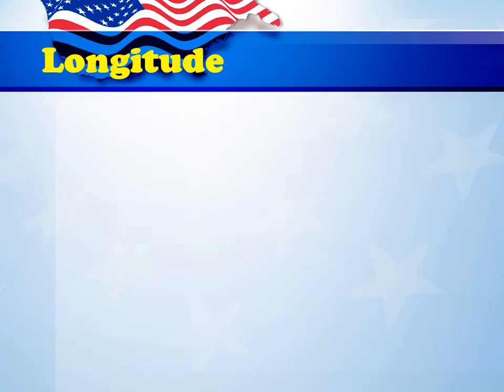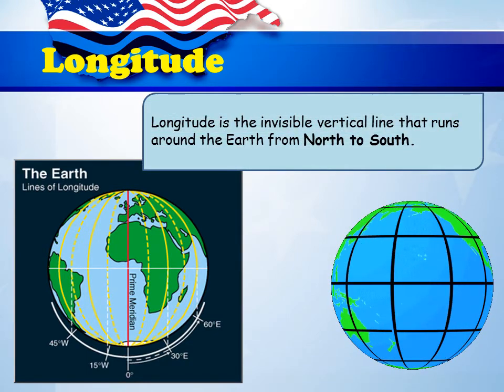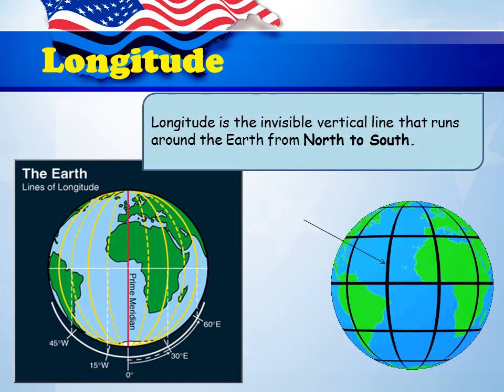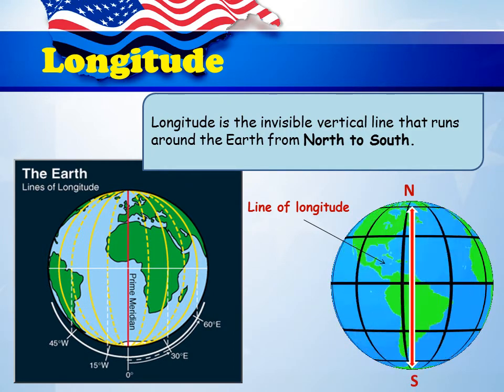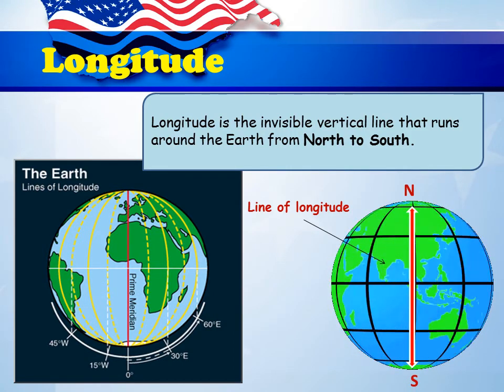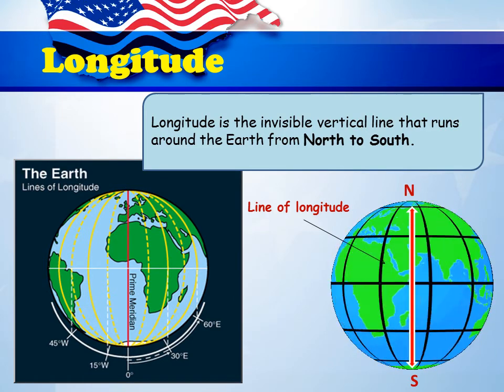What about longitude? When you say longitude, it is the invisible vertical line that runs around the Earth from north to south. Longitude divides the globe into the eastern and western hemispheres along the prime meridian.